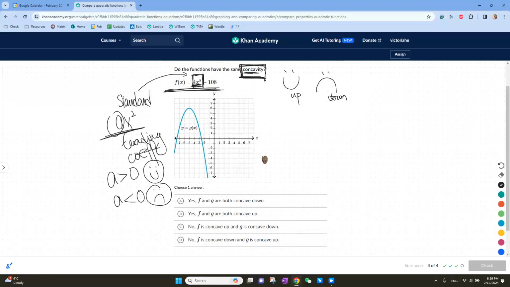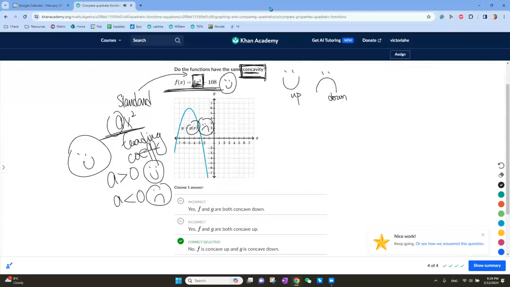Okay, so let's take a look. Well, it's either A or C. First thing, this is going to be concave up because I'm happy. So f of x is going to be concave up. But looking, G is already a sad face. So what is going to be your answer? C. F is concave up and G is concave down. That should be the correct answer. Okay.